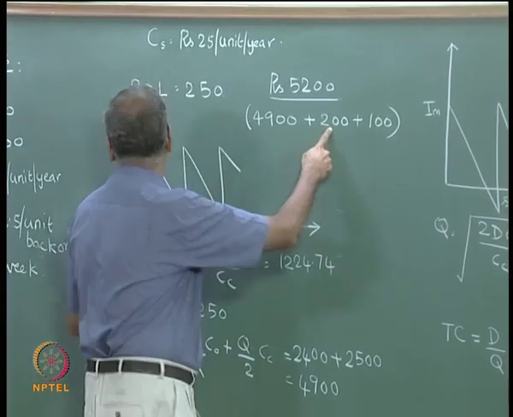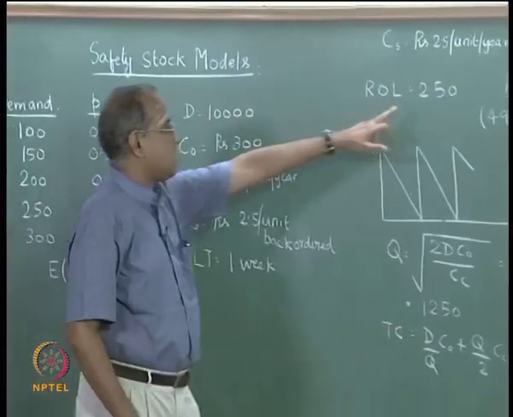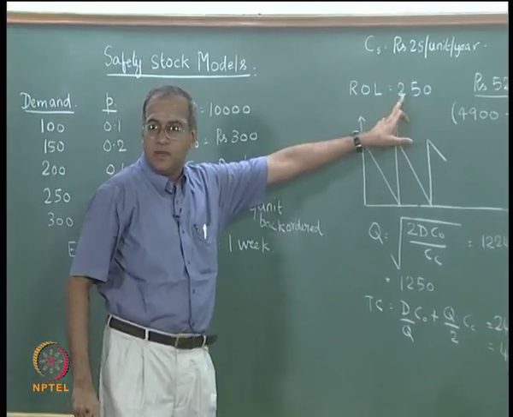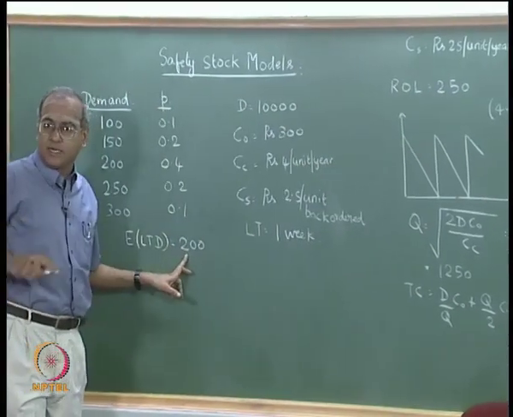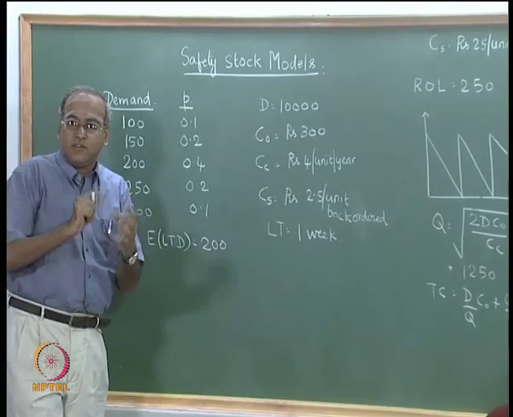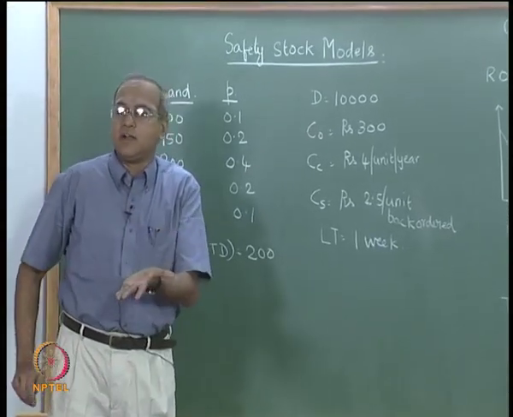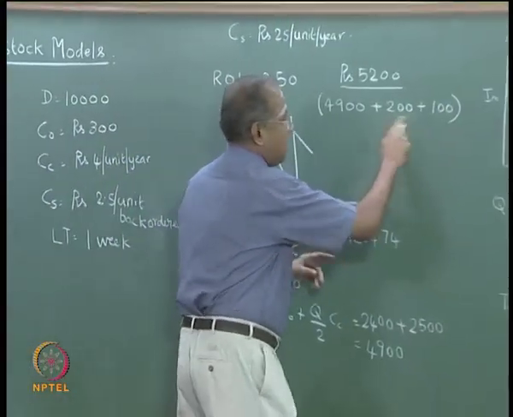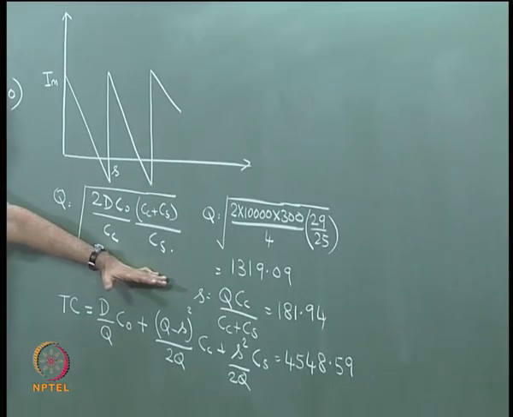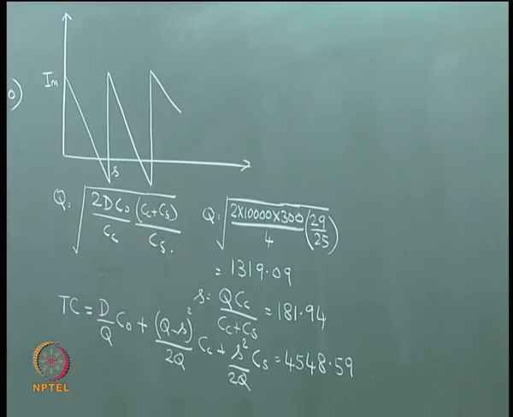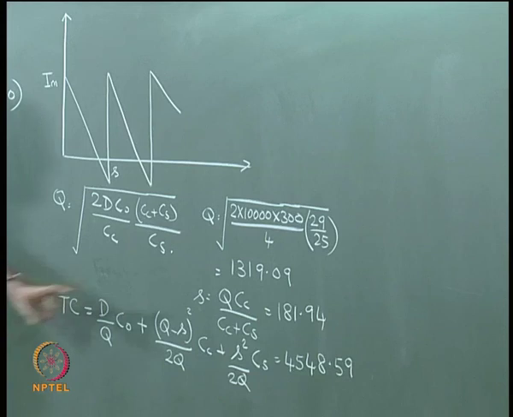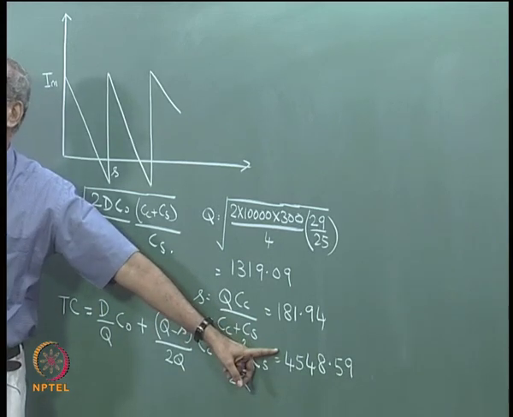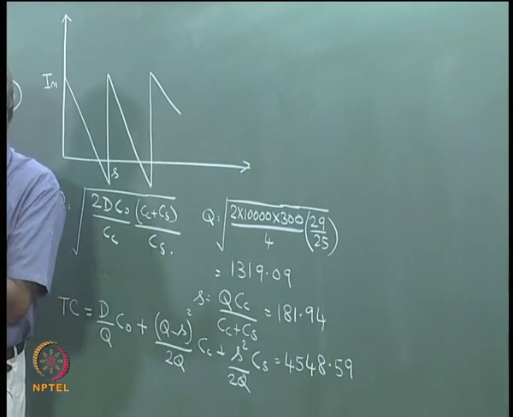This 200 contribution in this model came because ROL was fixed at 250, expected LTD, lead time demand, is 200, and the difference is 50, which is the additional inventory that is carried. Therefore, this 200 component does not exist in this model. This model actually has only two components, which is this component and this component. So when these two put together is 5000, we still seem to be getting a lesser value here, which we will try and explain now.